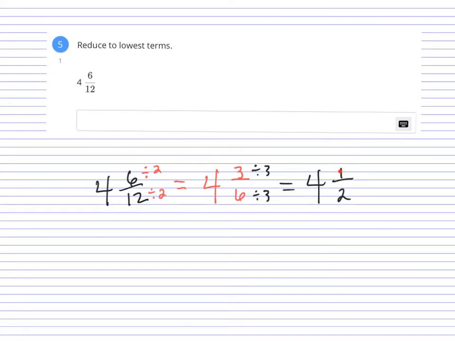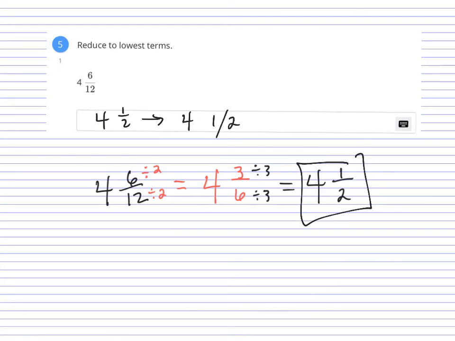Now, sometimes they won't be unit fractions and you'll be done, but when there's a unit fraction, a 1 on top, you know automatically that you are done. So this one, the answer would be 4 and 1/2. The way you would type this, you do 4, a 1, slash, and then a 2.